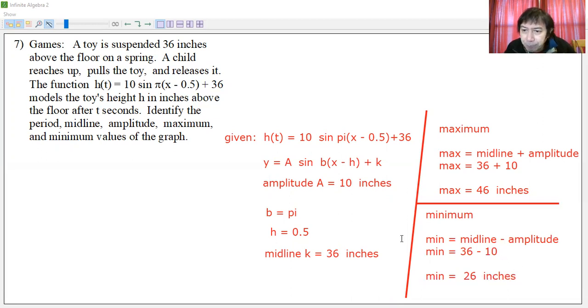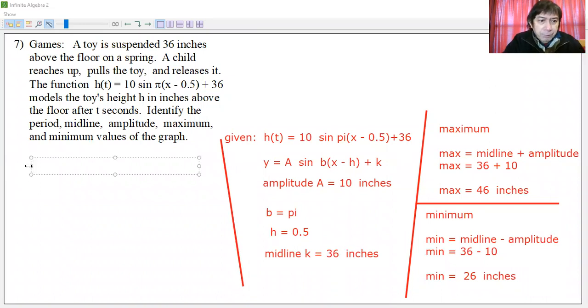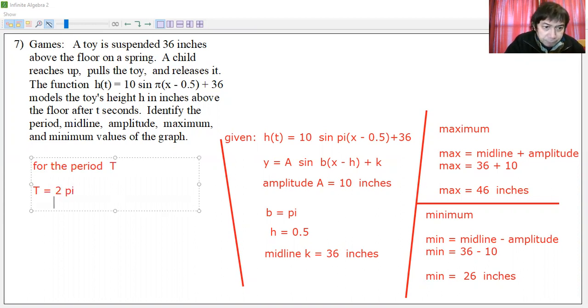There. And then finally, we shall compute the period. We shall use the left side of the screen for the period. So for the period T, the same formula, T is equal to 2 pi over B. The same formula, 2 pi over B. And we shall continue with numbers given.